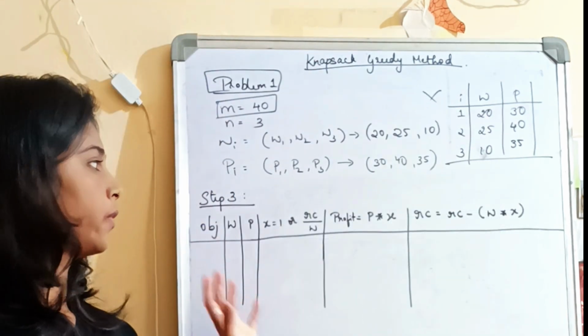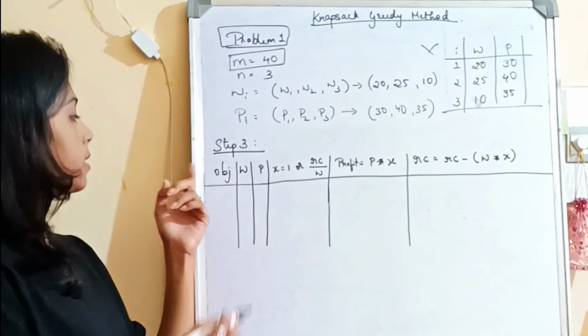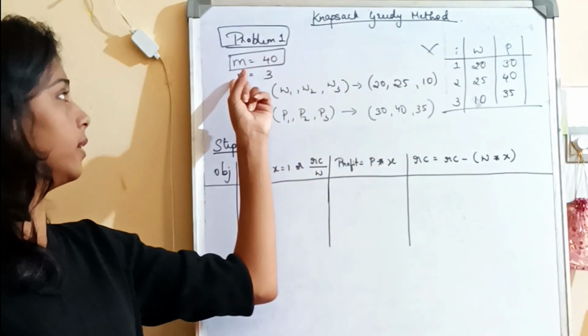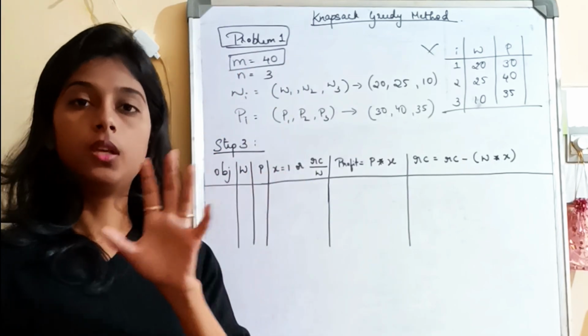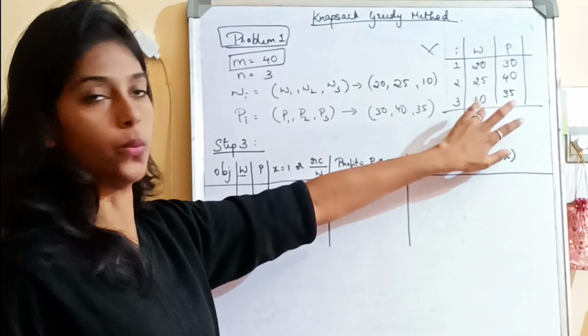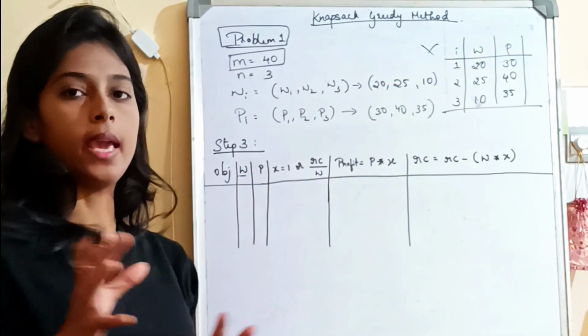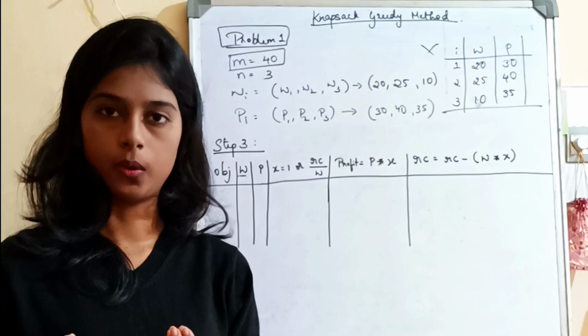In step 3, we have created a table which contains, I'll be explaining, the object. Object is nothing but the items, that is n. So n is the object. The next is the weight. Weight is this one. This is P. P is profit. And X. What is X? The quantity that we are taking.